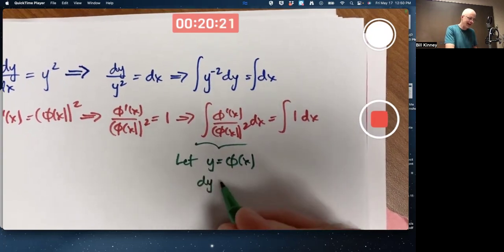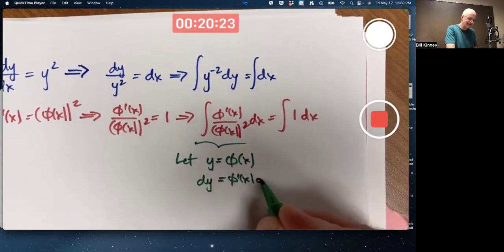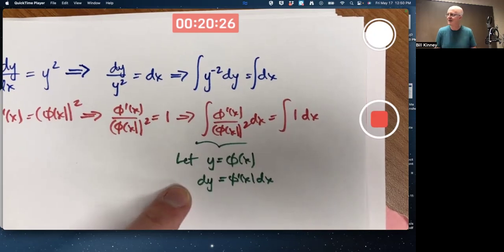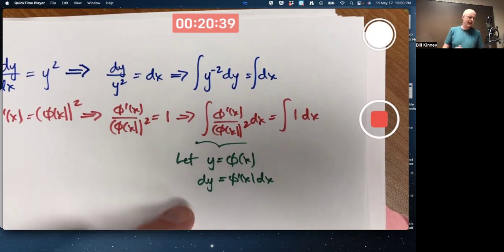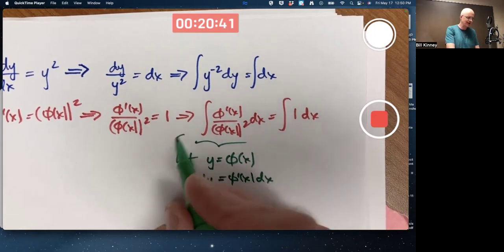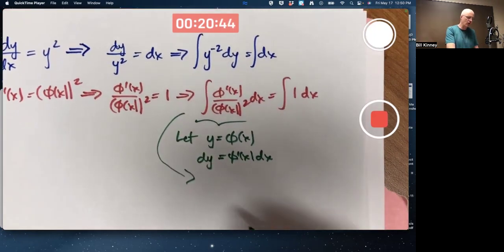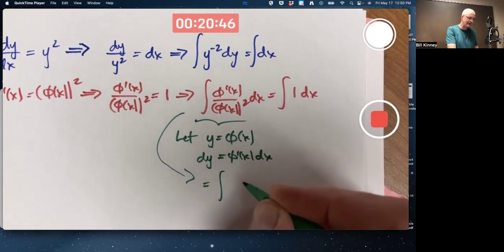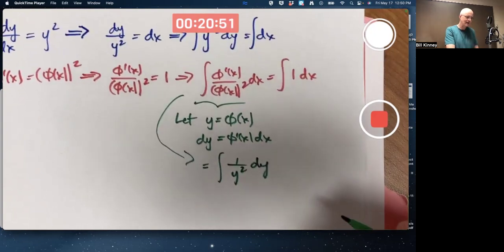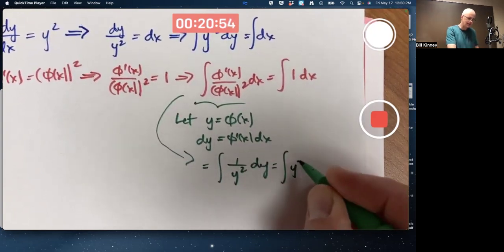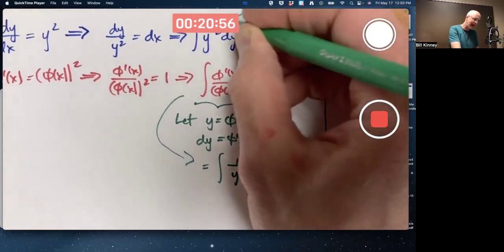Then dy is phi prime of x dx, though in deriving that equation back in chapter 7, we initially wrote it as dy dx equals phi prime of x and then pretended to multiply both sides by dx. So maybe this is still confusing. If I use the substitution, at least it feels a little bit more familiar to say that I can write this as the integral of 1 over y squared dy, or integral of y to the negative 2 dy, which then matches that at least.